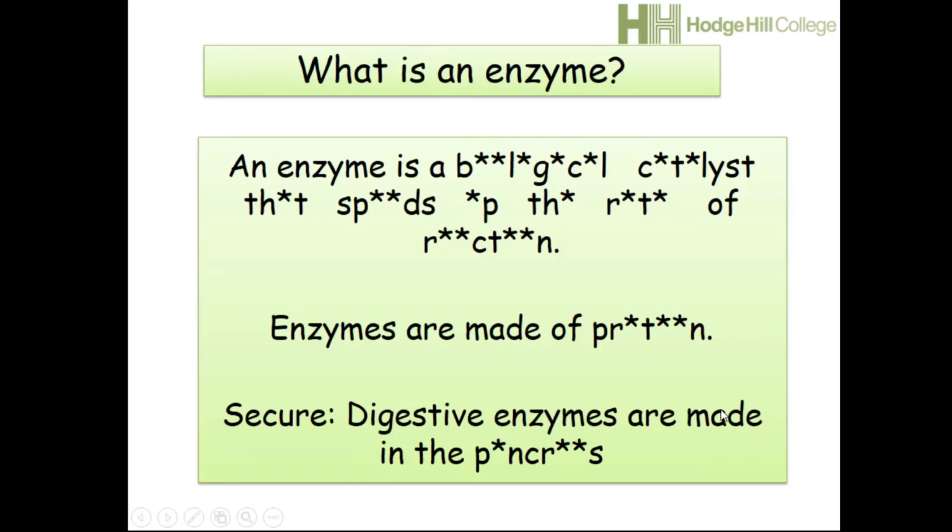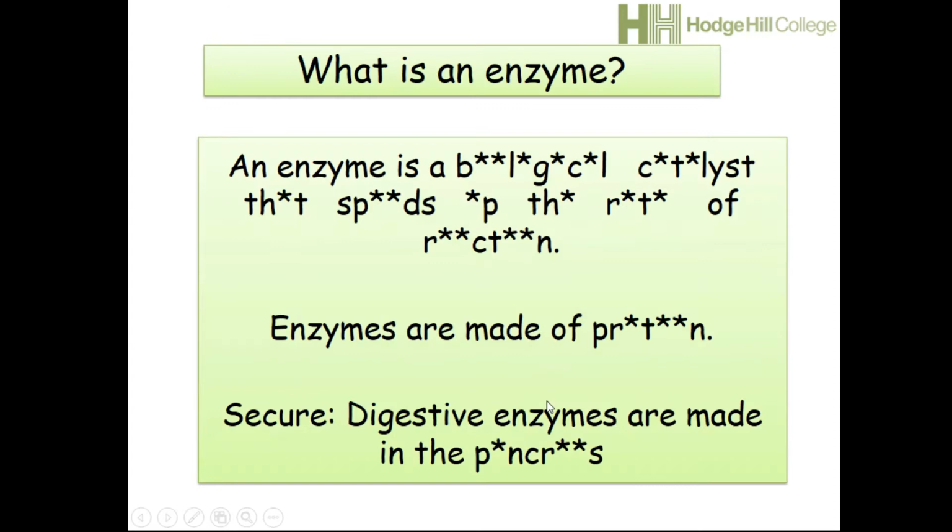So the pancreas, I suppose, is probably the most prevalent in the digestive system for production of enzymes. We do have an enzyme called amylase produced in the saliva, and in the stomach as well we've got pepsin, but the main ones are in the pancreas.